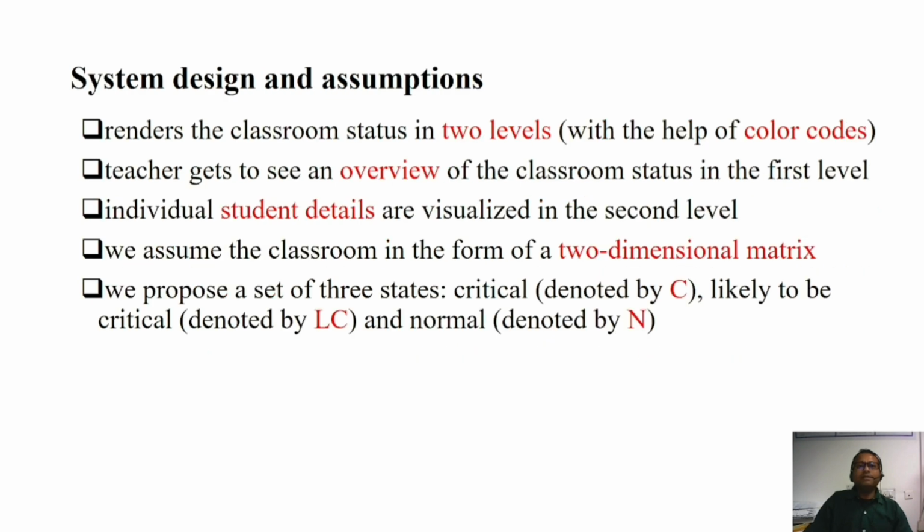Our visualizer is interactive and renders the classroom status into 2 levels with color codes. The teacher gets to see an overview of the classroom status in the first level. The individual student details are visualized in the second level. We assume the classroom is organized in the form of a 2-dimensional matrix. We propose a set of 3 states: critical, denoted by capital C; likely to be critical, denoted by capital LC; and normal, denoted by capital N.